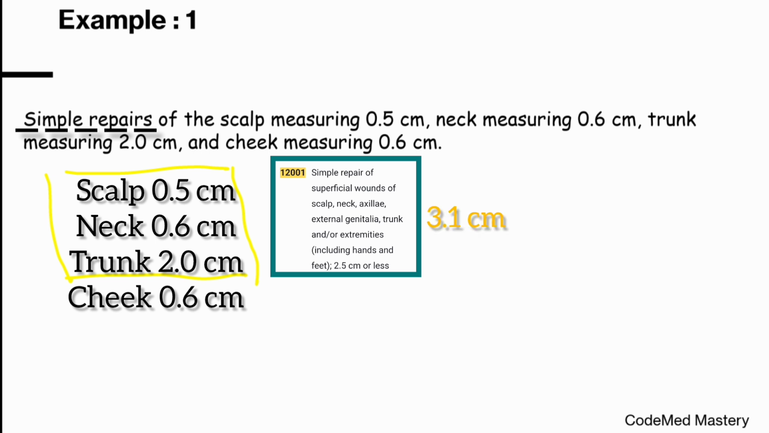The code for 3.1 cm is 12002. That is, for the length 2.6 cm to 7.5 cm. 3.1 cm is present in this range. Therefore, the appropriate code will be 12002.